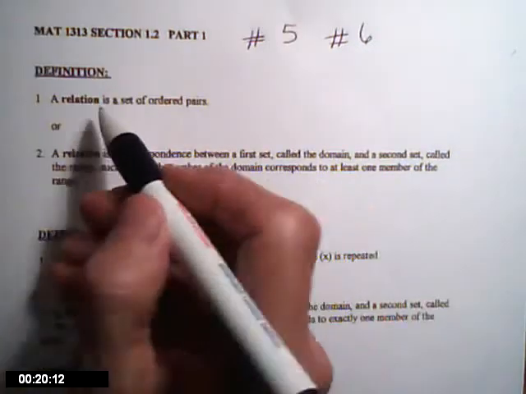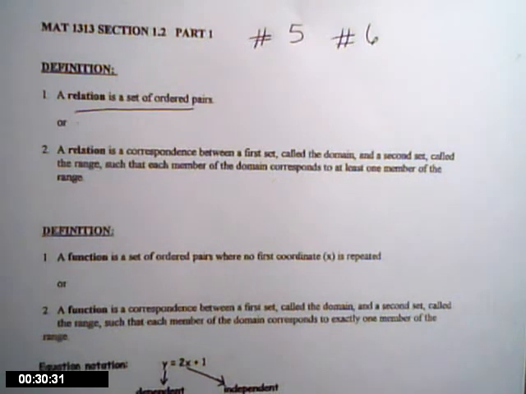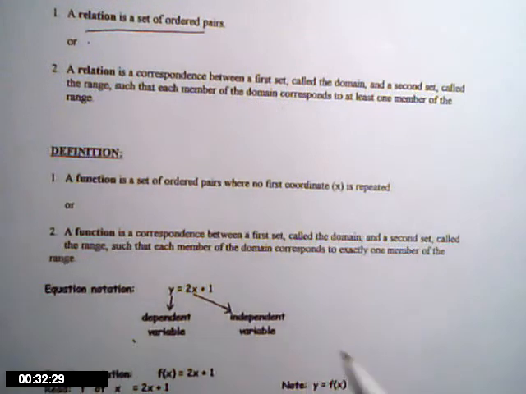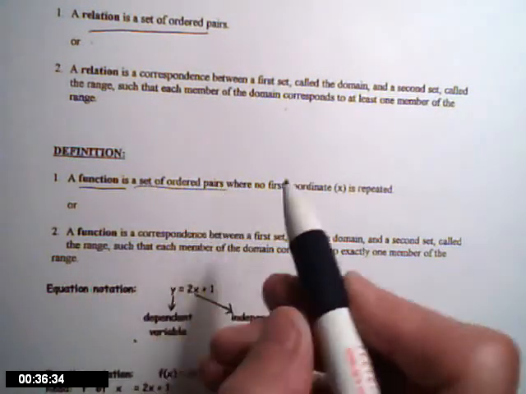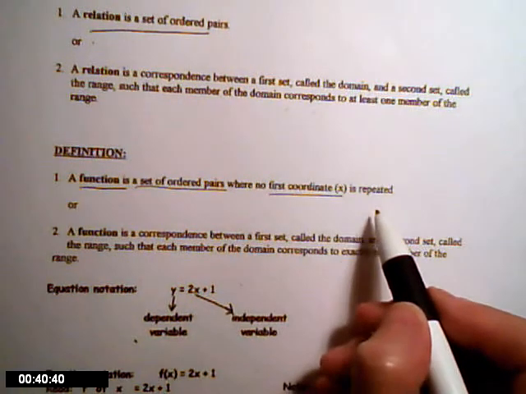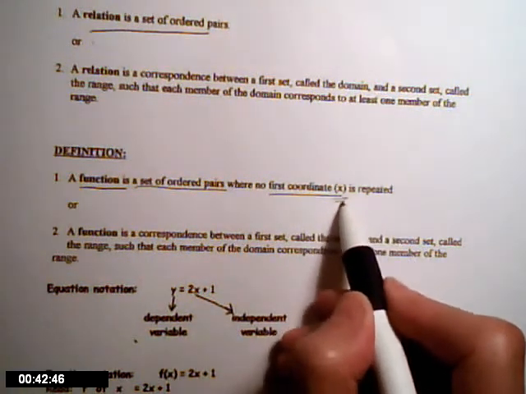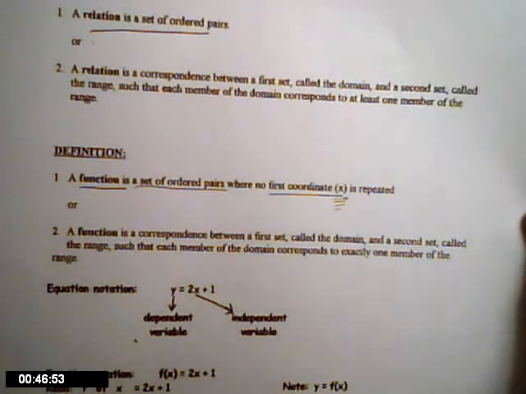Number 1, a relation is a set of ordered pairs. That's just a set of points, a set of ordered pairs, no particulars, just points on a graph. That leads us to the second definition, which is a function. It's a set of ordered pairs, but then it has more, where no first coordinate is repeated. Now remember, the first coordinate is typically your x value, so no x can be repeated in a function.